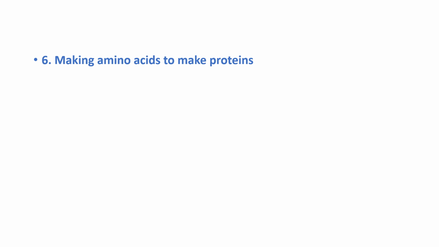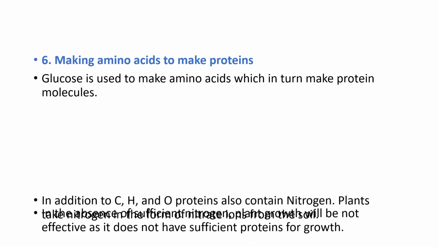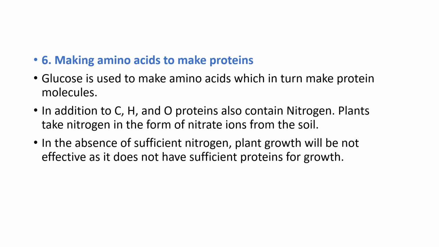Making amino acids to make proteins. Glucose is used to make amino acids which in turn make protein molecules. We know that glucose only contains carbon, hydrogen and oxygen, but proteins contain nitrogen also. Therefore, the plant has to absorb nitrogen in the form of nitrate ions from the soil. In the absence of sufficient nitrogen, plant growth will not be effective as it does not have sufficient proteins for growth.